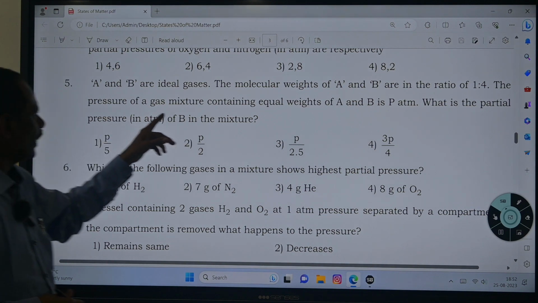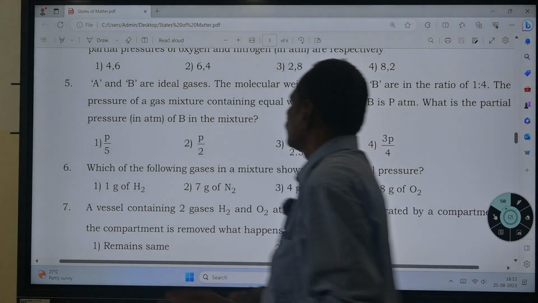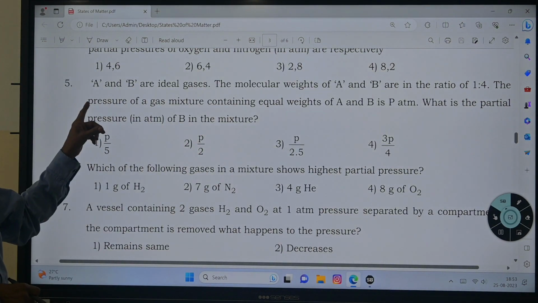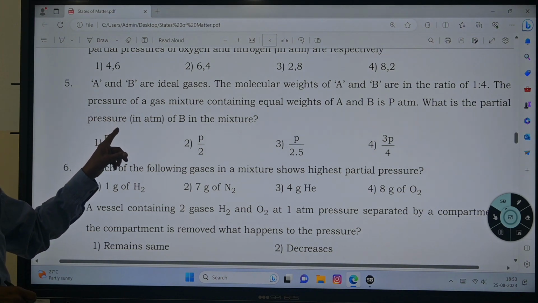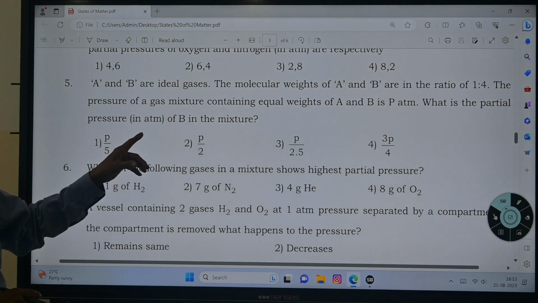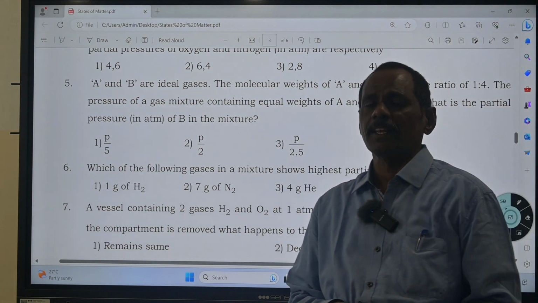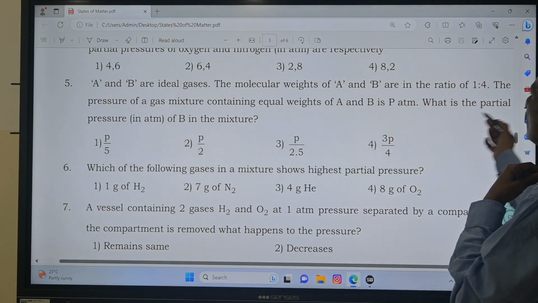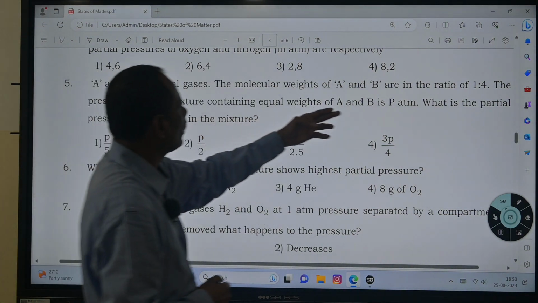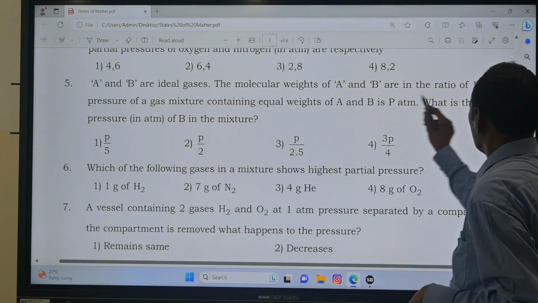A and B are ideal gases. The molecular weights of A and B are in the 1:4 ratio. Find the pressure of a gas mixture containing equal weights of A and B. Yes friends, in our previous problems, equal masses are taken. But here, the molecular weight ratio of the two gases is given as 1:4, but they are taken in equal masses. Then, what will be the partial pressure of B in the mixture? The total pressure is given as P. Yes, it's very simple.